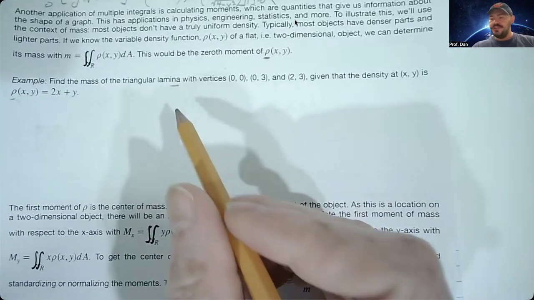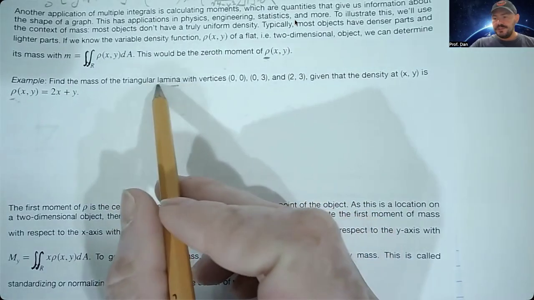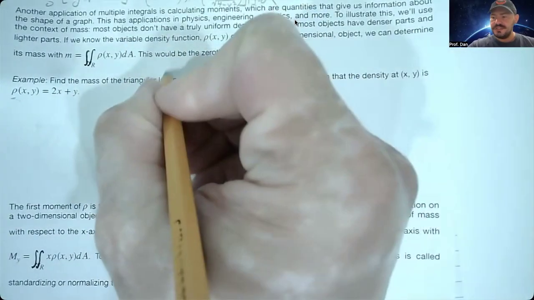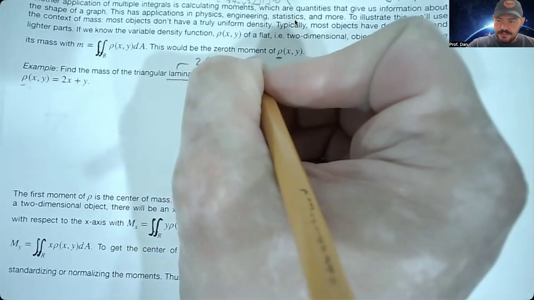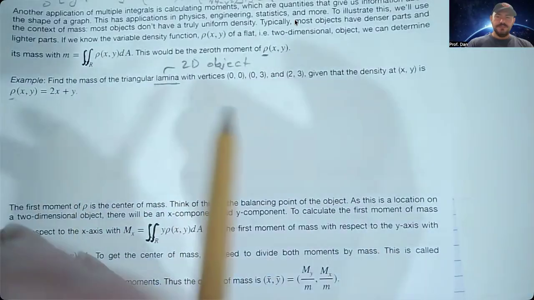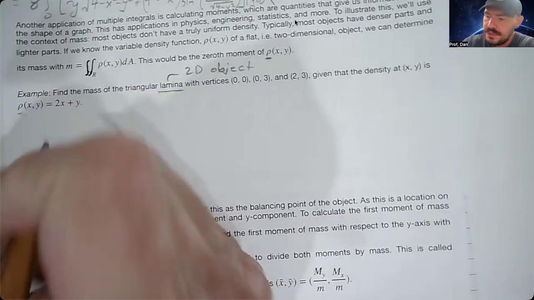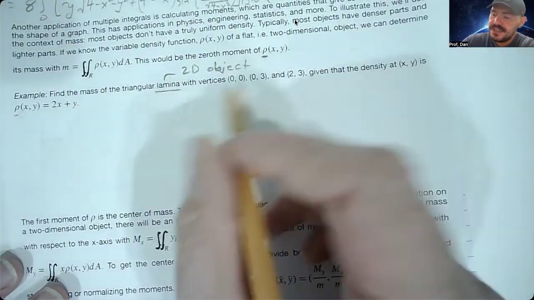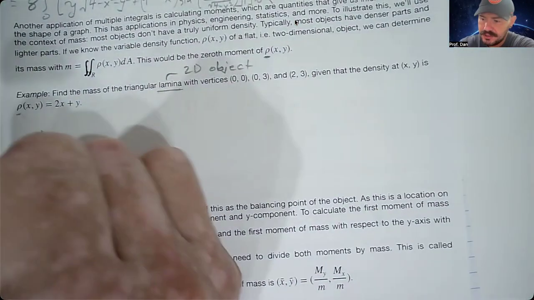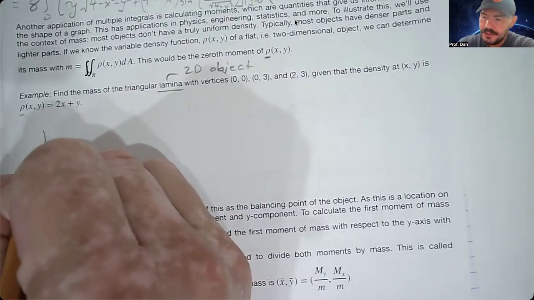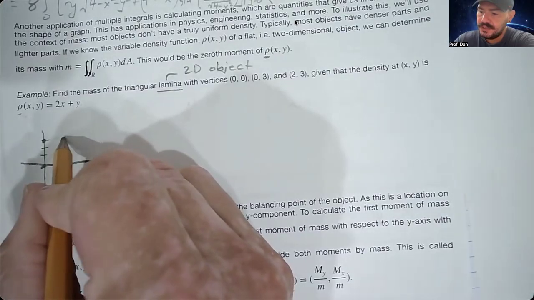So without further ado, let's look at an example of this in action. So we have the mass of a triangular lamina. A lamina is essentially just a fancy math word that means a two-dimensional object. Think of it like a flat plane object that is heavier on one side than the other, right? So we're given the vertices of this triangular lamina. If we were to plot those out, we have (0, 0), we have (0, 3), and we have (2, 3).